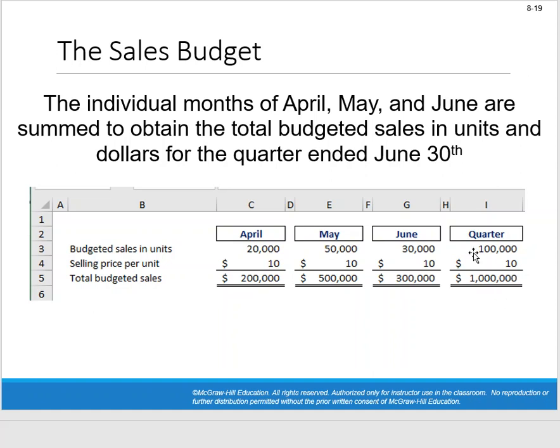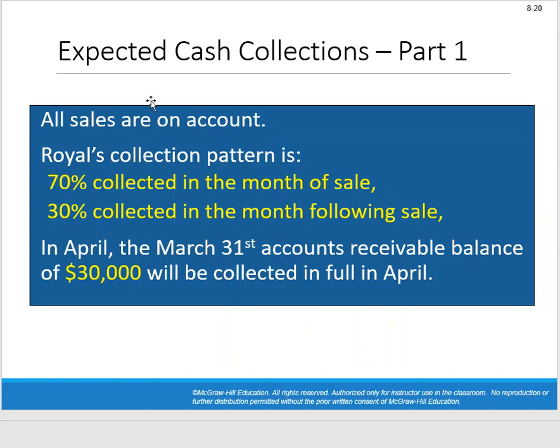So big picture, we're looking at $1 million of sales for the quarter, and we've broken it out month by month. And then we need to consider our collection pattern. So 70% is collected in the month of sale, and 30% is collected in the month following the sale. And then they tell us that our March 31st accounts receivable balance of $30,000 will be collected in full in April. So what we're trying to do is understand our cash related to sales. So what are our cash collections going to look like related to sales?